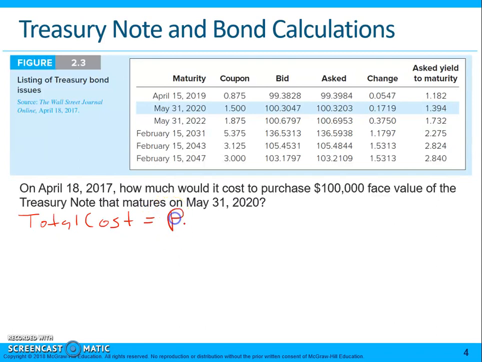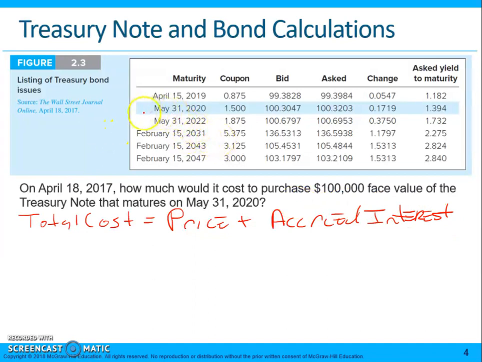is equal to the price plus accrued interest. So we've got the price, which we'll calculate here in a second, and then accrued interest. That's the interest that's accrued since the last payment.